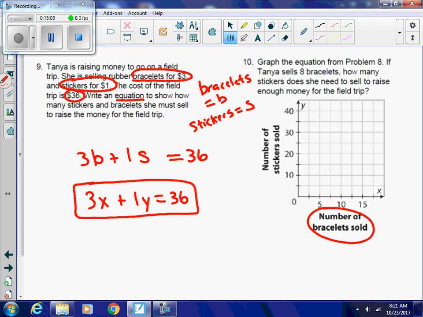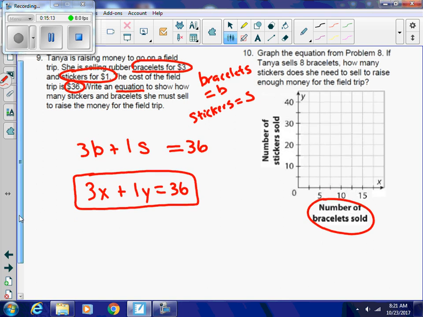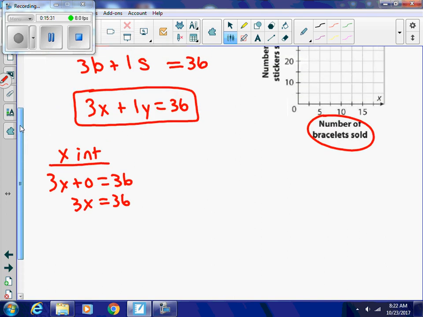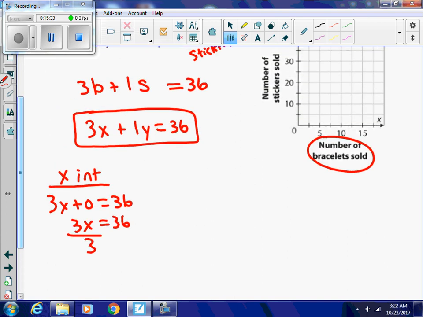And then for number 10, we're going to use this to graph. The easiest way to graph this one is going to be to find our intercepts. So the x-intercept, the x-int, we're going to plug in 0 for y. So that's 3x plus 0 equals 36, which means 3x will equal 36. And when we divide by 3, we'll get x equaling 12.